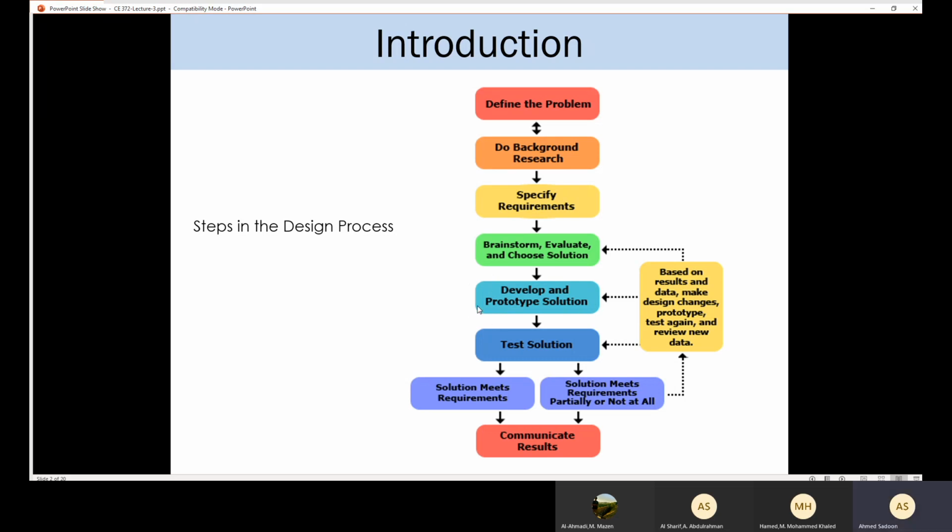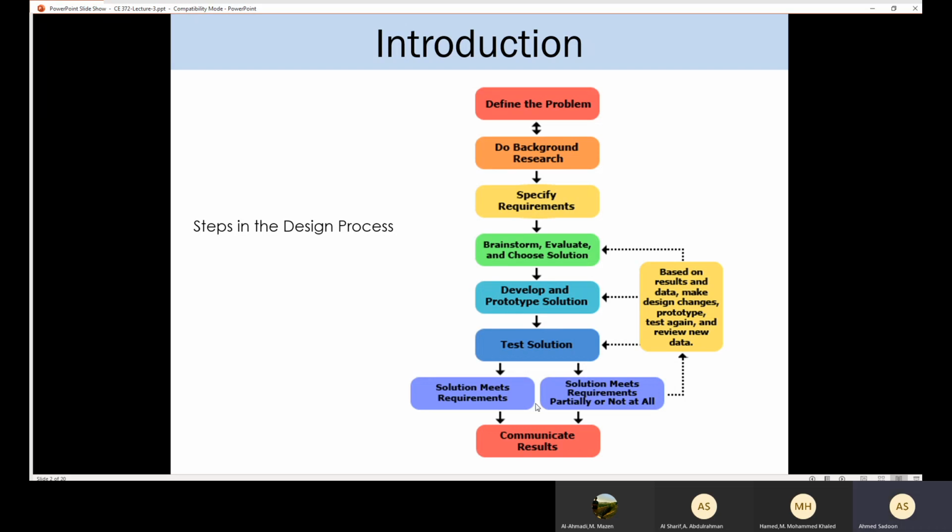When I make a prototype, I'll be able to test my solution. I need to test my solution to make sure that it is going to meet the requirements. Then I'm going to end up with two possibilities. Either my solution is going to completely meet my requirements, and in that case, I'm going to communicate my result. I'm going to show my result in terms of documentation, engineering drawings, reports, and so on.